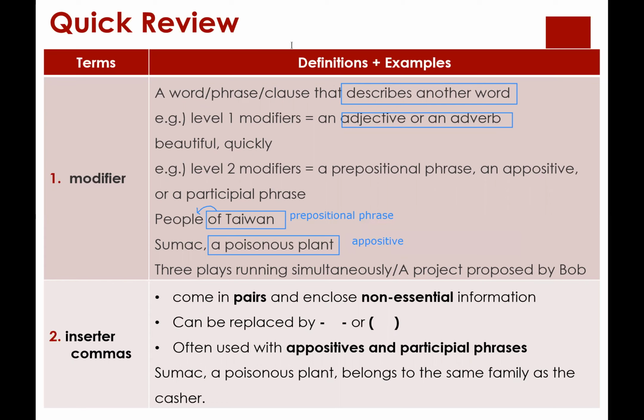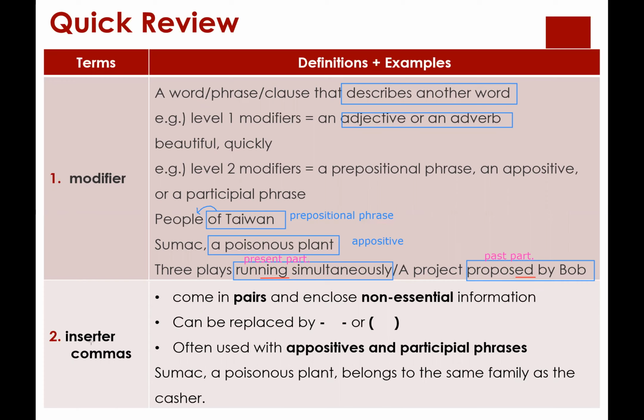And the third example, we have 2 here, plays running simultaneously and a project proposed by Bob. If you remember, we have 2 kinds of participle, even though they're both adjective function. So running, verb-ing, this is present participle because it is active, whereas verb-ed or irregular, that is past participle, or a lot of Taiwanese teachers would say PP, right? And that is passive. All right, so that is modifier.